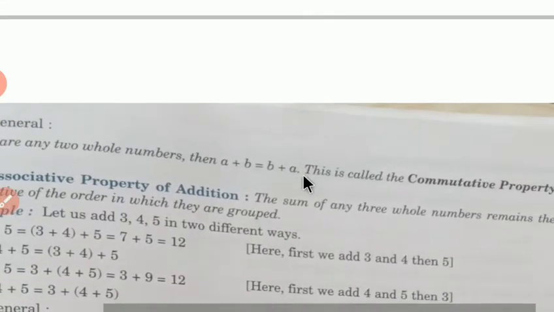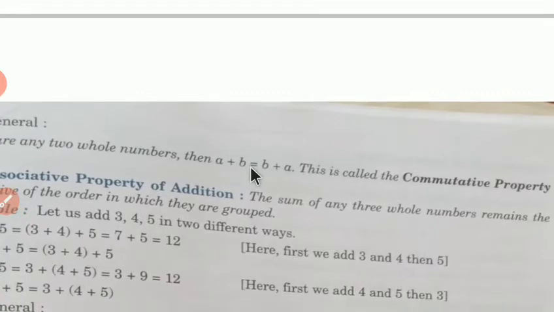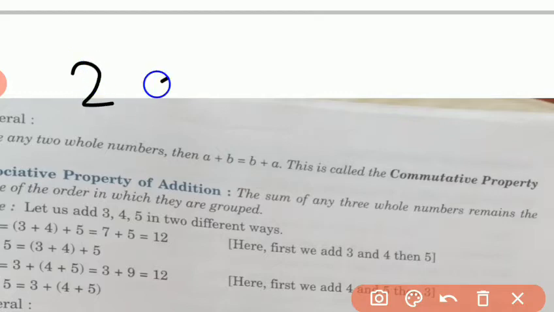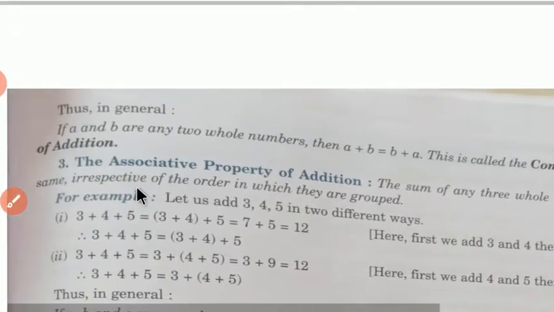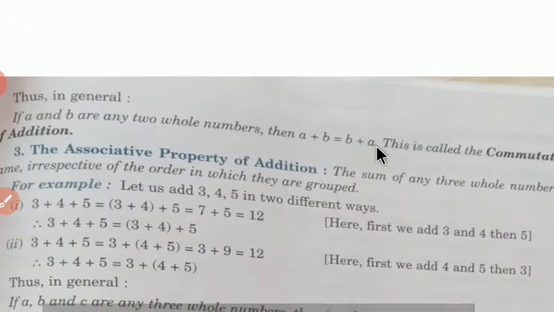In general form we can say that if A and B are any two whole numbers, then A plus B is equal to B plus A, where A and B can be any whole numbers, for example 2, 0, 5, 3, any number. This property is known as the commutative property of addition. A plus B is equal to B plus A.